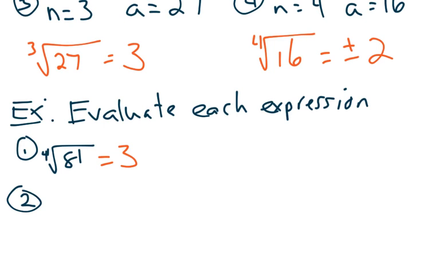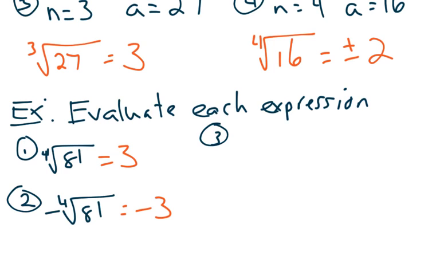Now, like I was saying, if there's not a sign in front, we don't need to put a sign in front. But if there is a sign in front, like negative 4th root of 81, now we need the negative sign in front. But the 4th root of 81 is still 3. So the answer for number 2 then would be negative 3.